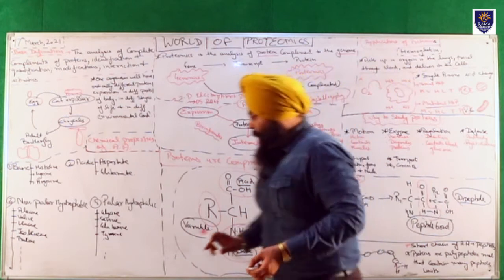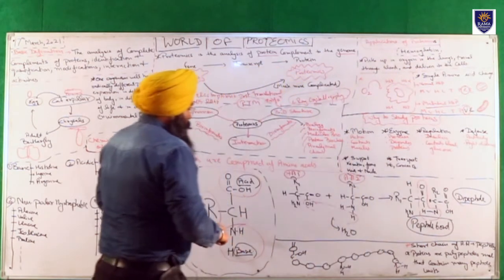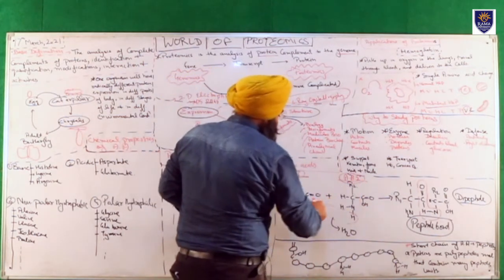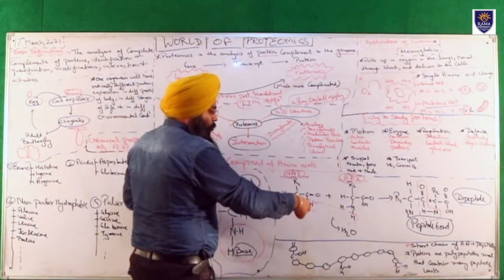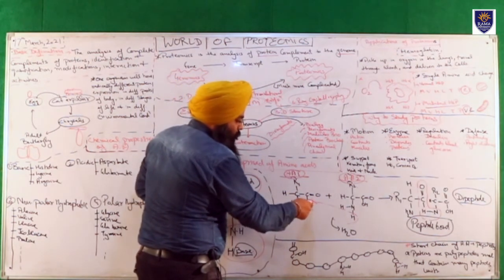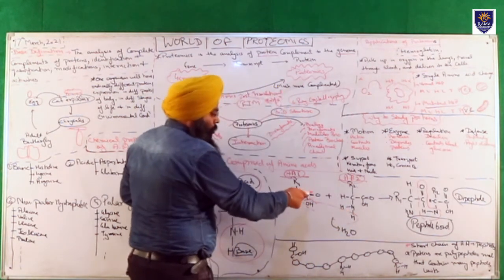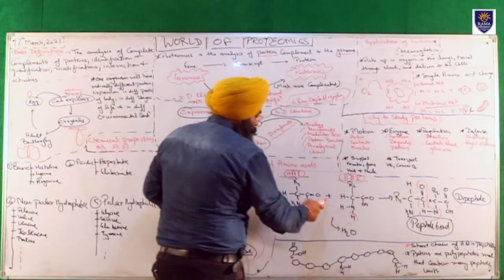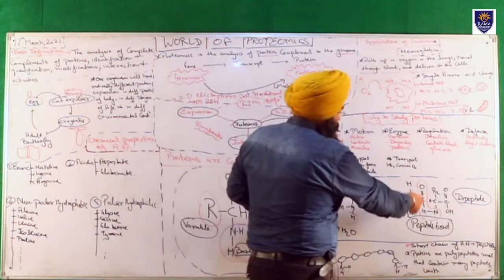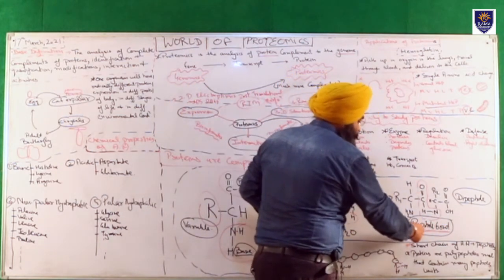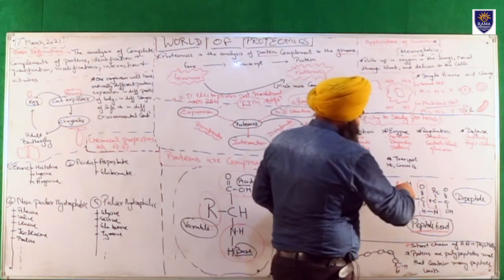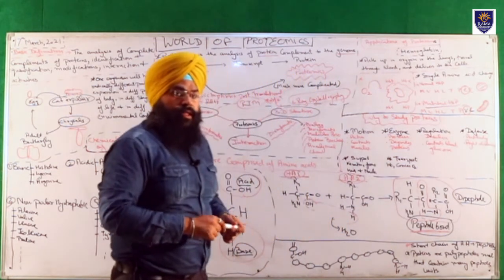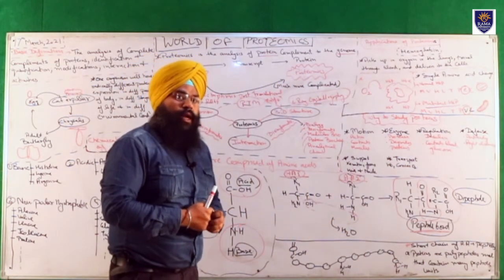Then what will happen? Amino acid 1 and amino acid 2 will come and join together by removing extra water. From the carboxyl group, OH will be taken, and from the amine group, H will be taken. So we will remove this, and together they will form a peptide bond. And this structure will be called a dipeptide.